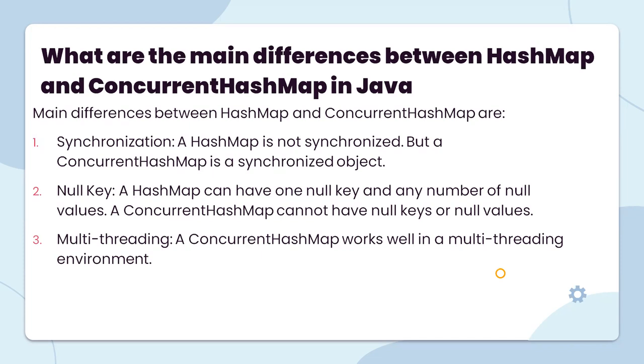Now the null key. HashMap contains only one null key and any number of null values. Only one null key is allowed. But ConcurrentHashMap cannot have a null key or a null value. It will not store anything like that; I am just storing a key as an ID and a value as a value. ConcurrentHashMap works well in a multi-threading environment, right? But it has an impact.